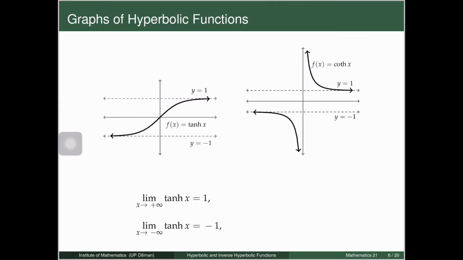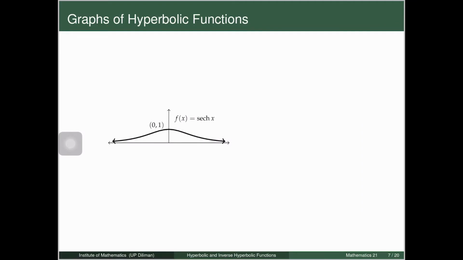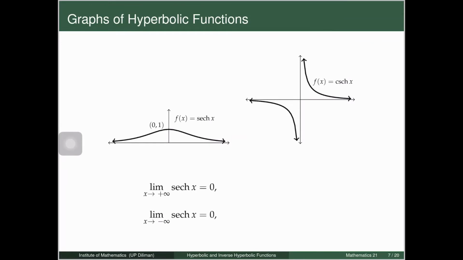So here is the graph of coth x. So ang limit ng coth x as x approaches negative infinity ay negative 1. And yung limit ng coth x as x approaches 0 from the right ay positive infinity. So here's the graph of sech x. Ano kaya ang limit ng sech x as x approaches positive and negative infinity? So medyo pares kasi nangyari sa kaliwa at kanan, ano? So ang sagot dito ay equal to 0.